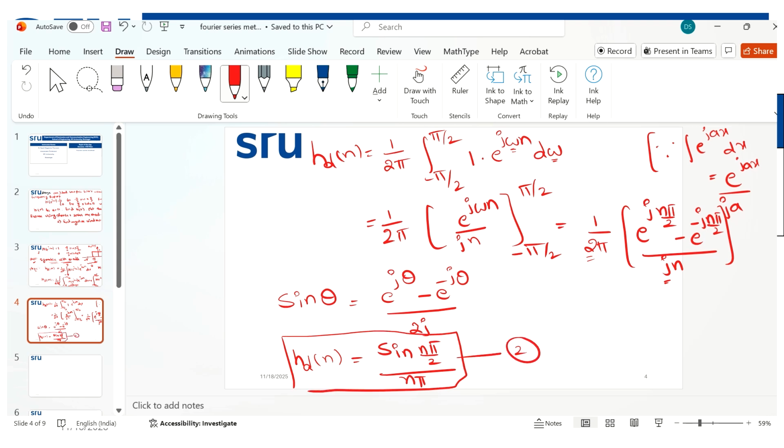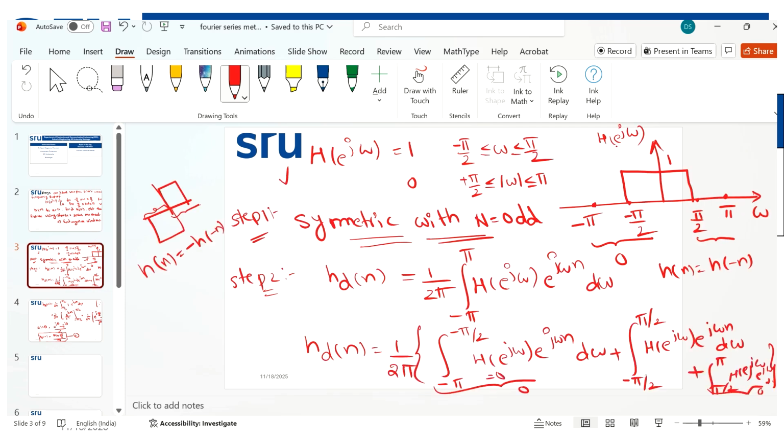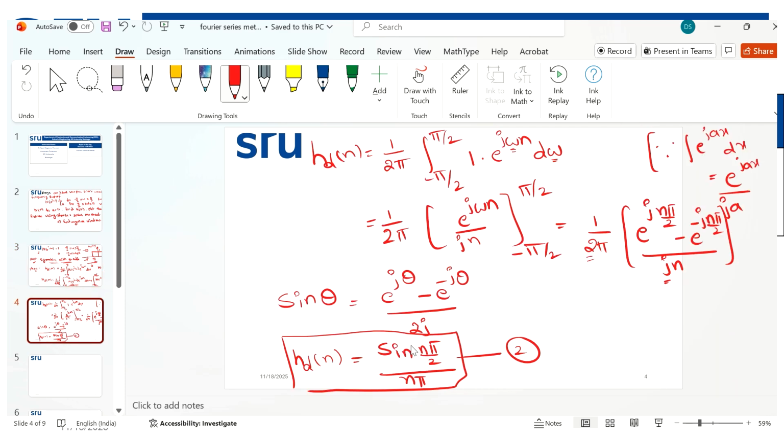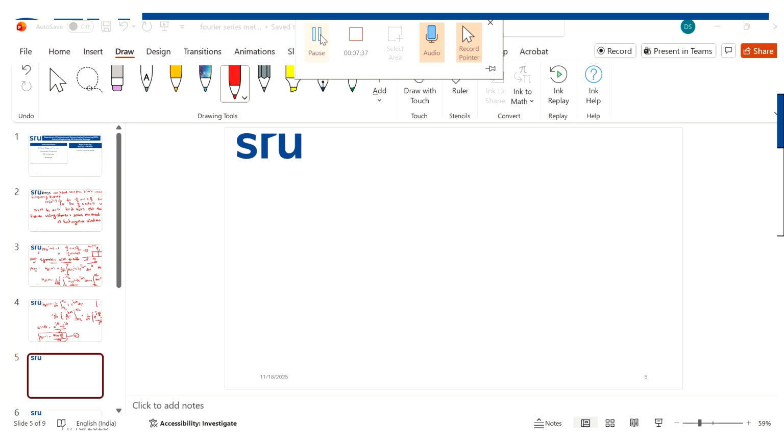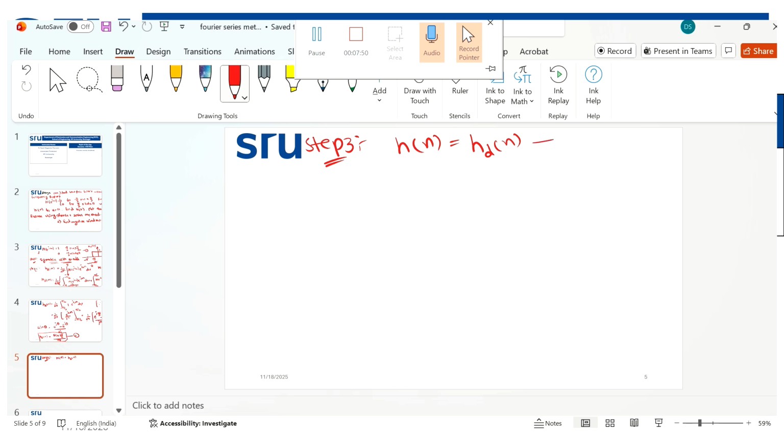Give it as equation number 2. First, the given expression is equation number 1. This is equation number 1. Now, the hd of n, that is equal to equation number 2. Step number 3. Step 3. So we have the impulse response is equal to the desired impulse response if we are using the Fourier series method.